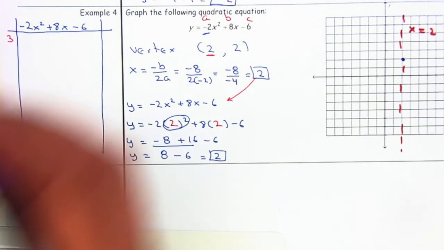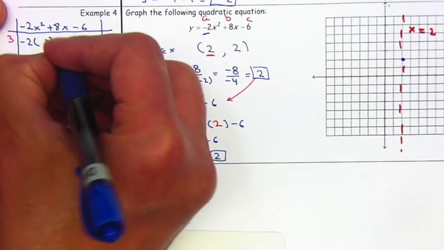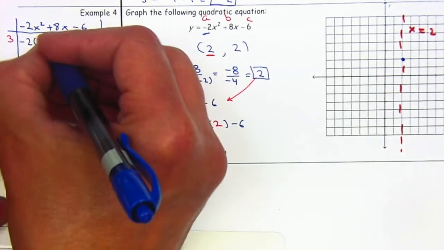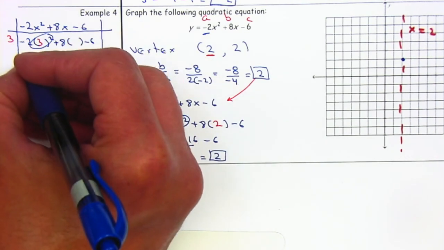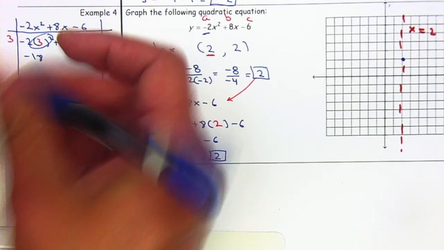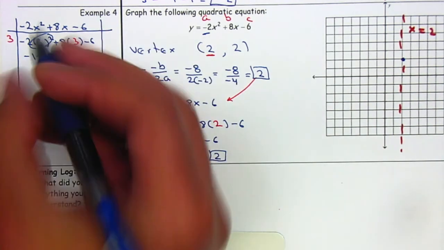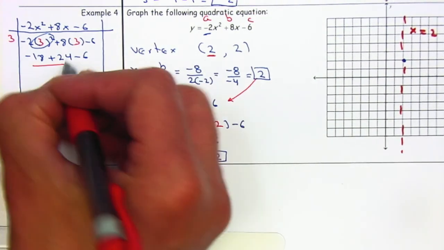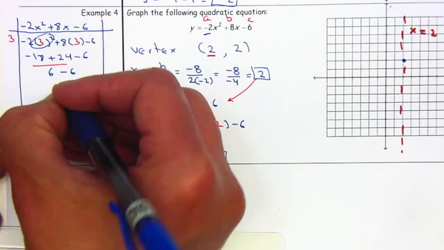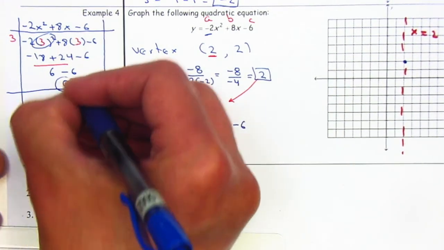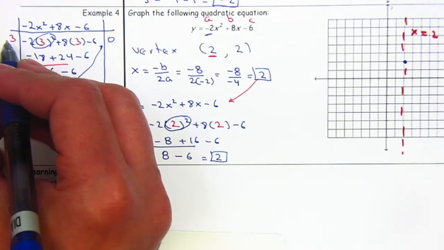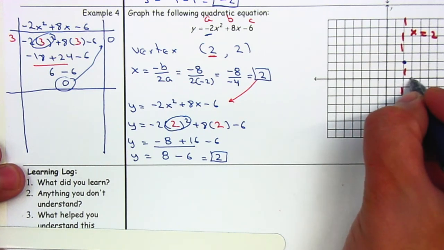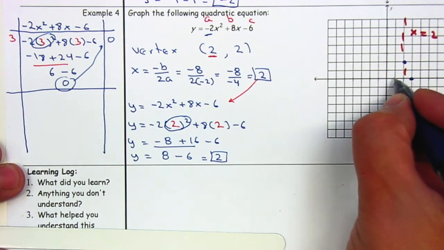3. Negative 2 times 3 squared plus 8 times 3 minus 6. I'm plugging in a 3. That gives me 9 times negative 2, which is negative 18, plus 24, minus 6. So that gives me 6 minus 6, which is 0. So my next point is (3, 0). So I'm going to go to the right 1, 2, 3, and then I'm going to stay there. I'm going to use my line of symmetry to reflect on the other side.